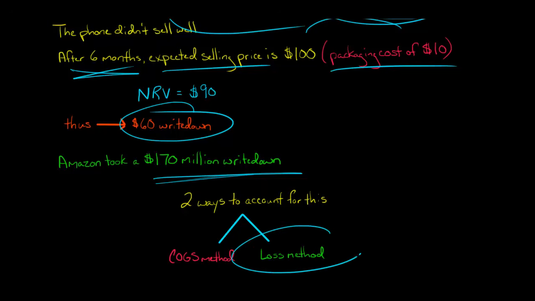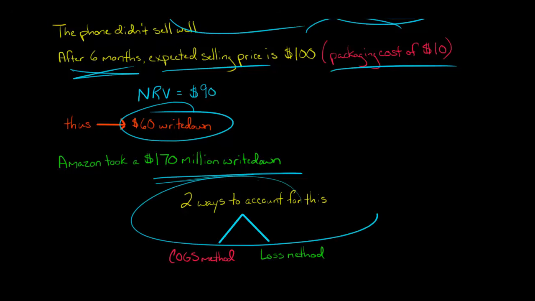Another way is a loss method. We actually have a specific line item that says something like loss on decline in value of inventory. I'm going to make another video where I show you the journal entries for both of these methods. So hang in there and stay tuned.